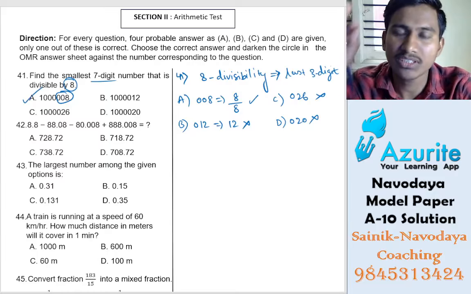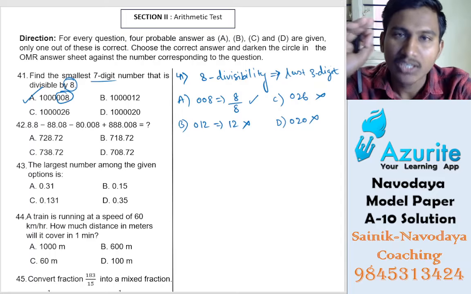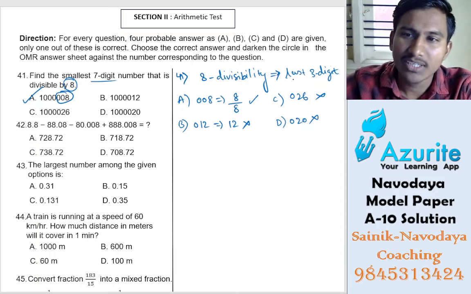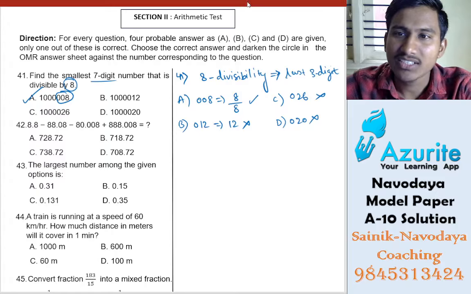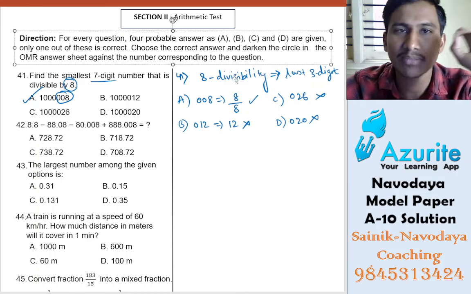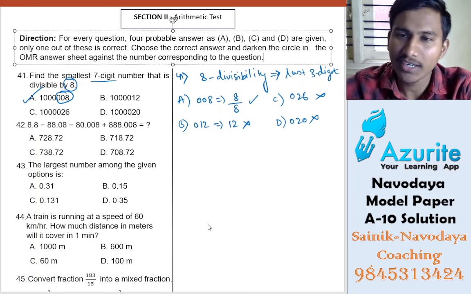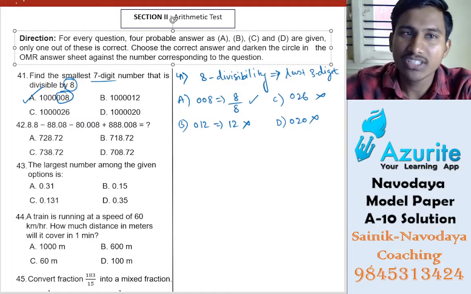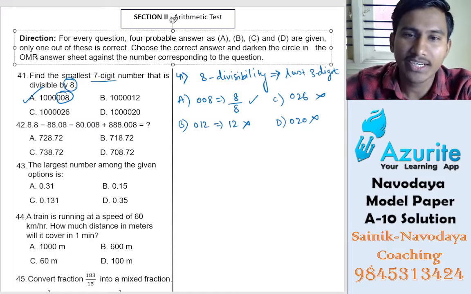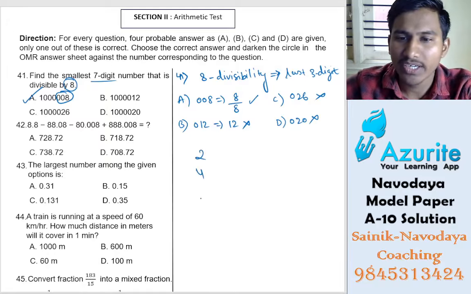So you should remember the divisibility rule of 8. Once again I am telling, divisibility rule of 8 is last 3 digits. Last 3 digits should be in the 8 table or divisible by 8. Understood? And also you should remember divisibility of 2, 4, 8, right? So 2, 4 and 8.